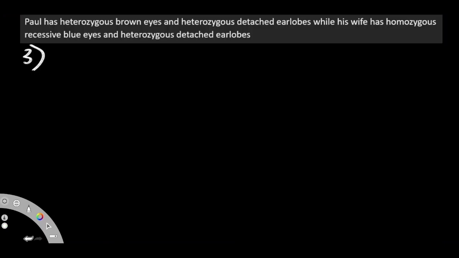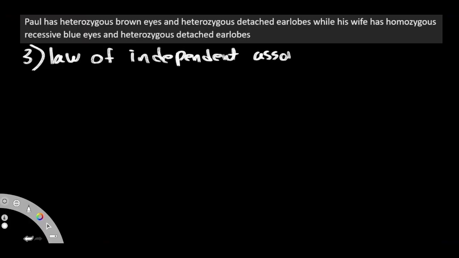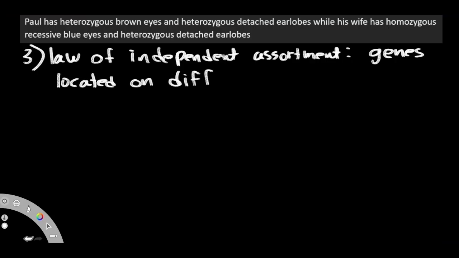All right, the last one is the law of independent assortment. And this just means that genes located on different chromosomes assort independently of one another.